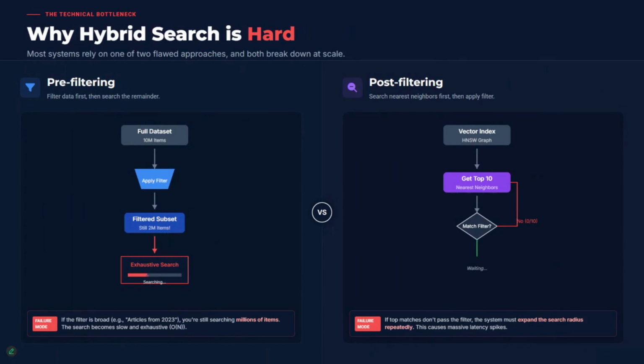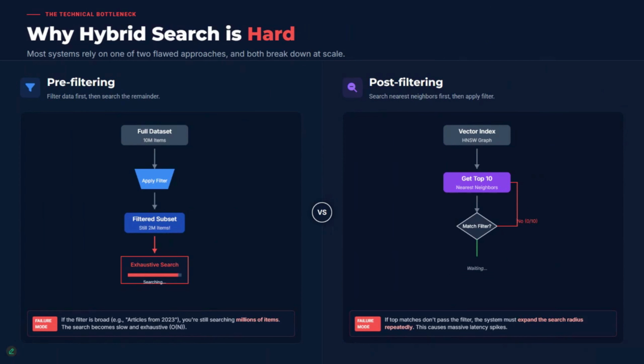Most systems rely on either pre-filtering or post-filtering, and both approaches break down for different reasons. Pre-filtering sounds logical. Start by narrowing the dataset using the rule and then run the similarity search on that smaller pool. But if the filter is broad, you're still stuck searching through millions of items. It's slow. Post-filtering does the opposite. It finds the most similar items first, then checks whether they match the rule.